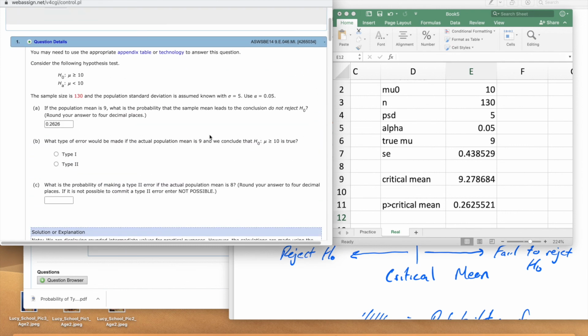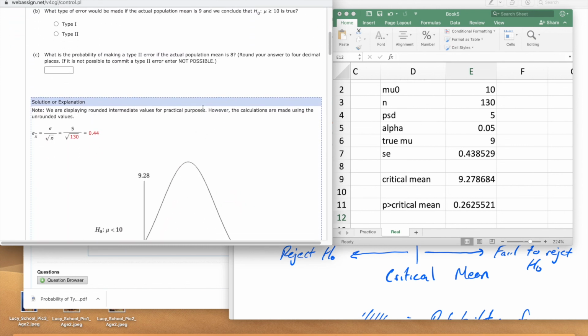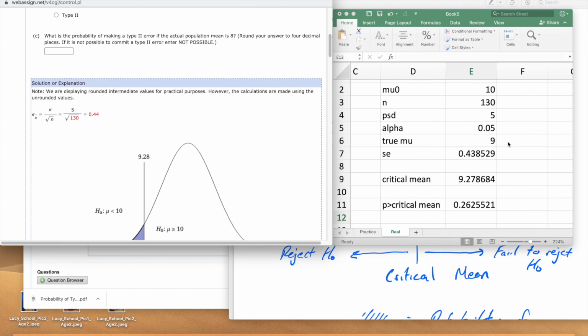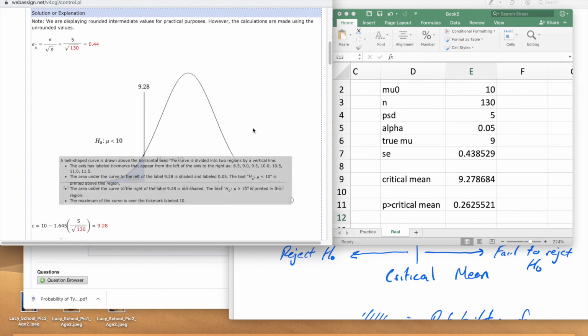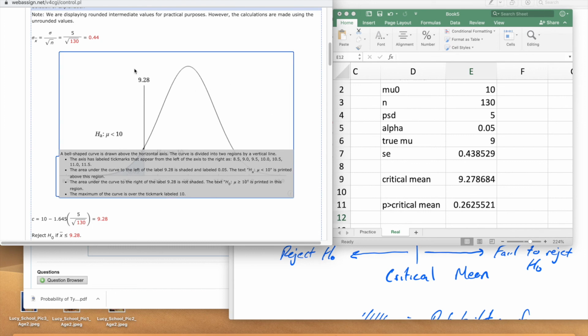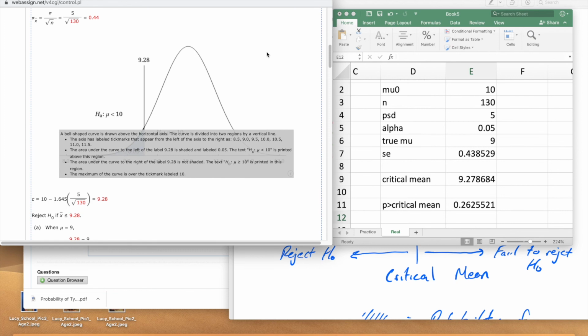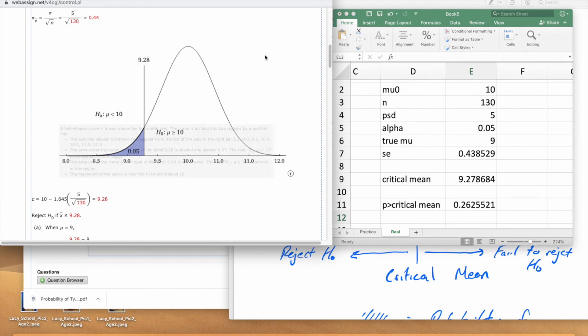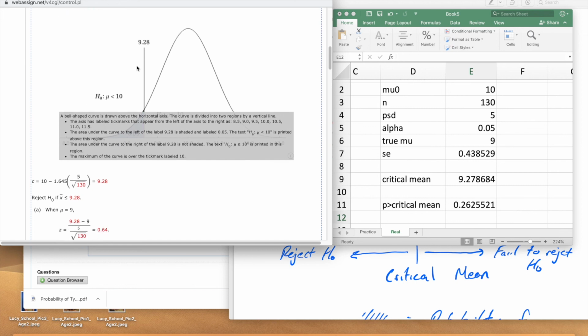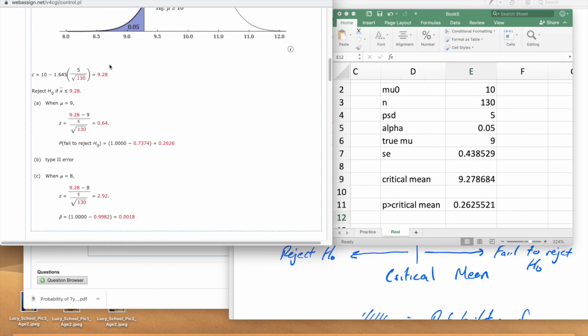So let's take a look at these explanations. Remember, for practical purposes, there's rounding, because I can't put these huge numbers in here. SE, the standard error of X bar, is 0.44 if you rounded that. Now they're saying, here's this critical mean, 9.28 rounded. Notice this is the one centered at 10, because that was our null one. That's where we use that to generate the critical mean. Now, that's how they figured out the critical mean with some fancy formula, but luckily Excel does all that work for us.